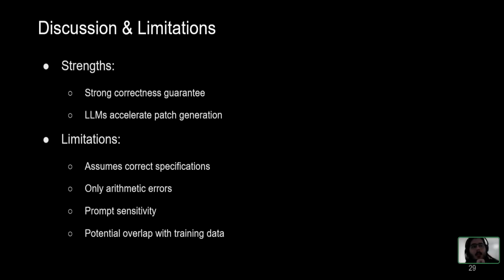So there are some limitations we can talk about and some discussion. While the results are promising, we assume the specifications themselves to be correct, which we talked about before. So if the spec is wrong, so would be the repair. Like we're doing something that we don't want to. We currently only target arithmetic errors, and the performance depends a lot on prompt wording.